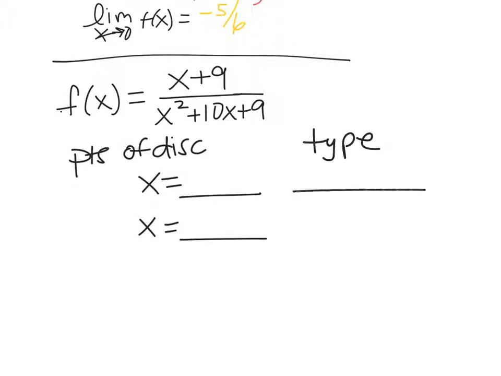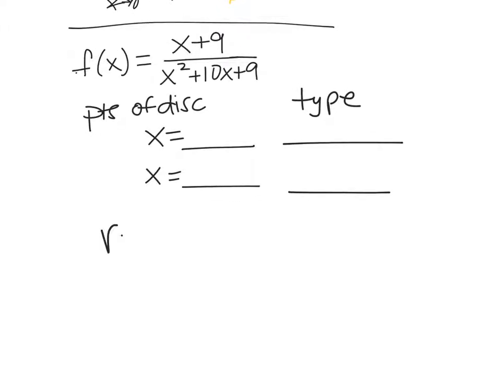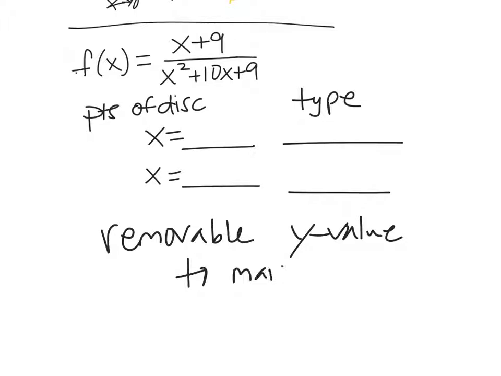Type of discontinuity. And then if it is a removable discontinuity, then how would we make it continuous there? What would the y value be to make it continuous? Okay, that only works on removable discontinuities. It doesn't work on jumps. You can't fill in that gap there.